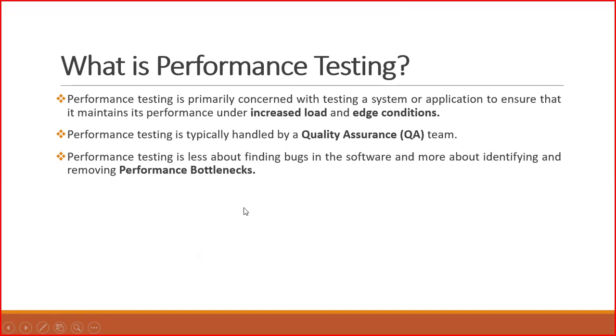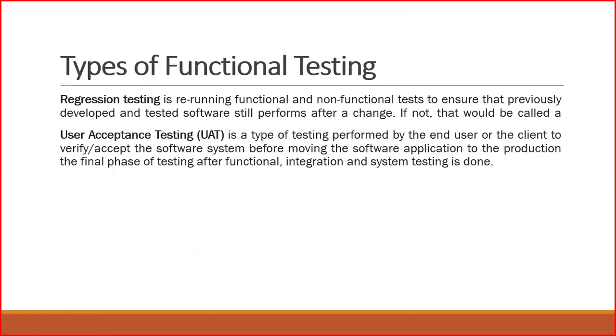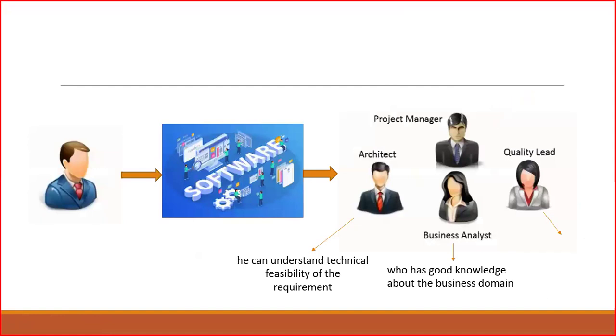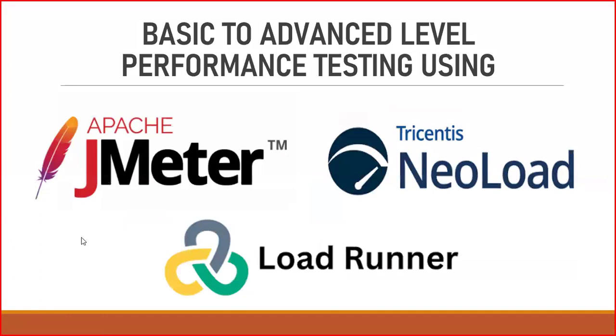So with this basic idea, I just want to give some overview of how we can do performance testing. We can do performance testing with different tools available in the market. The three main tools available in the market for performance testing are JMeter, Neoload, as well as LoadRunner, right? In tomorrow's session, we are going to discuss these three different tools and the major differences between them by doing some comparison.